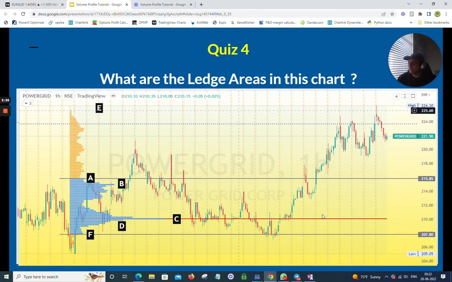Let's go to quiz 4. What are the ledge areas in this chart? Okay, so what are the ledge areas in this chart? We have had a discussion on ledge areas and how they can be used to create areas of resistances and supports. So I hope you're ready with your answers, and here goes.